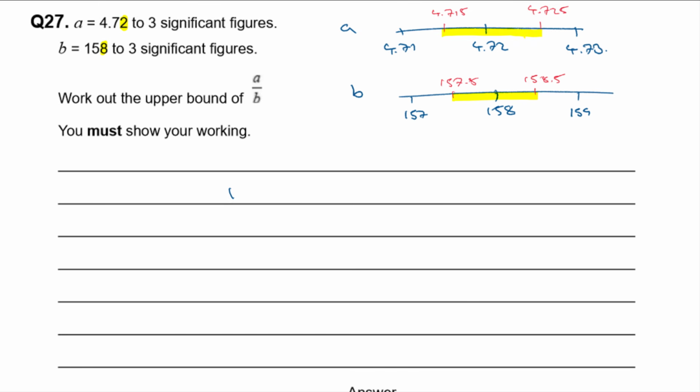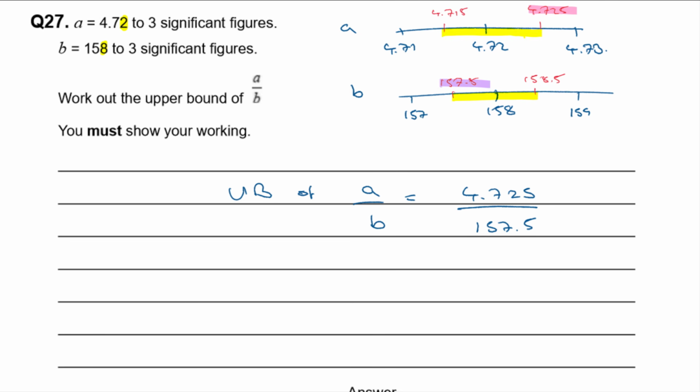Now I need to work out what is the upper bound of A over B. Okay, now I've got a fraction. To make the fraction as big as possible, I need the biggest possible numerator and the smallest possible denominator. Remember, a half is bigger than a third, so the smaller the denominator, the bigger the fraction. So if I want the upper bound of A over B, I need big A, little b. So I'm going to use 4.725 divided by 157.5. What's that then?